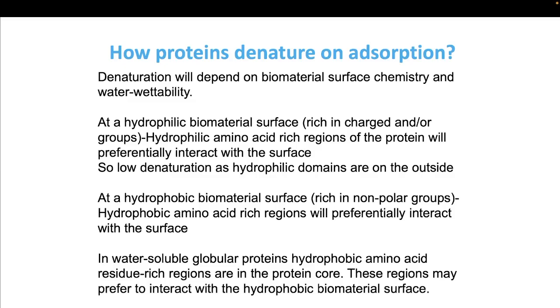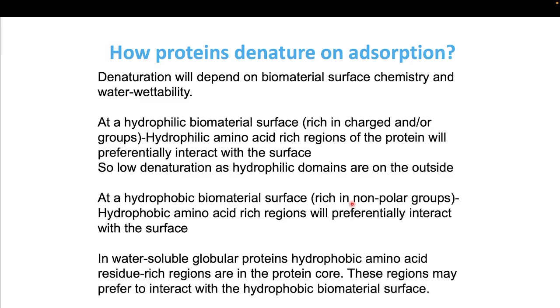This general structure is because the proteins present in our body always have an aqueous environment around them. So to avoid the hydrophobic interaction with water, the hydrophobic part is buried inside, while the hydrophilic amino acids are always on the surface. Now, in case you put a hydrophilic biomaterial surface inside the body, let's say your implant has a very hydrophilic biomaterial, what is going to happen? Since proteins already have the hydrophilic part outside, they're just going to absorb on that. Not much denaturation will happen.